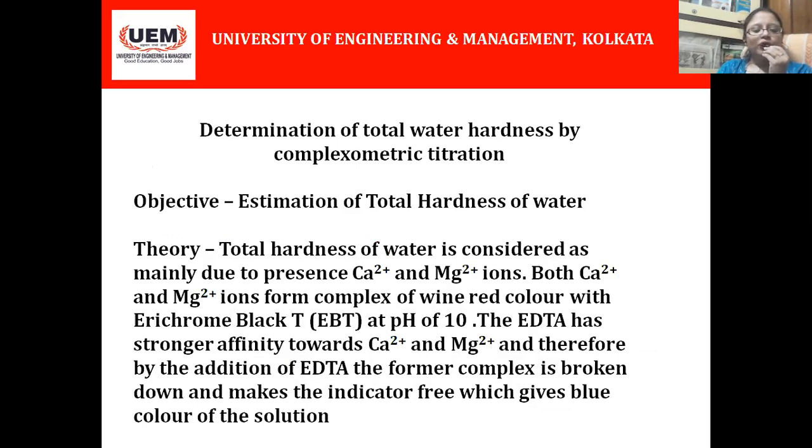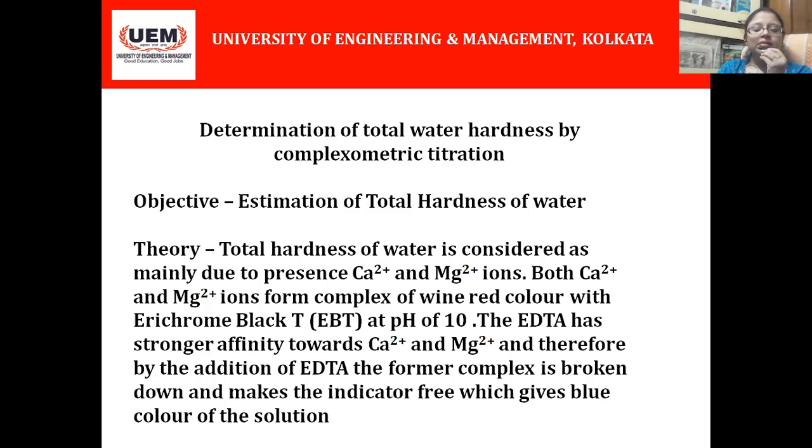Now what is our objective? Our objective is to estimate the total hardness in the given sample water. So total hardness of the water is considered due to the presence of different calcium and magnesium salts. It may be sulfate, it may be chloride, it may be bicarbonate. Now both calcium and magnesium salts will first form complex with an indicator.